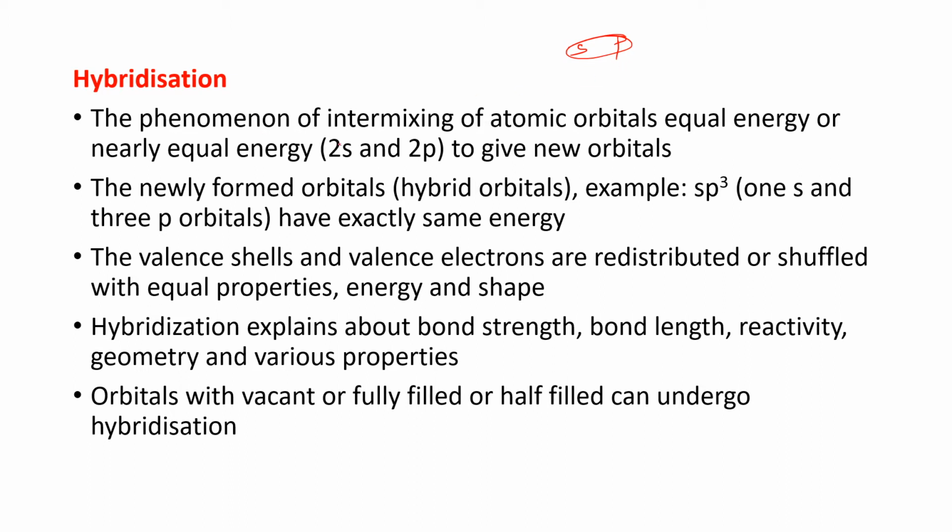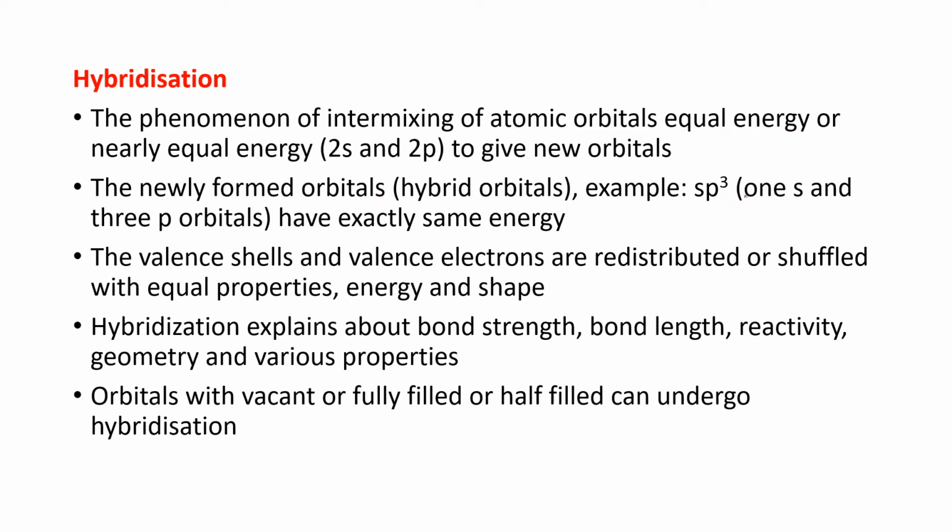So this is known as intermixing of orbitals with equal or nearly equal energy to give rise to a new orbital. After intermixing, what will you get? You will get new orbitals. This is the 2s and this is the 2p. The 2s and 2p are going to mix together, leading to the formation of a new orbital. This is known as a hybrid orbital. The newly formed orbitals are hybrid orbitals.